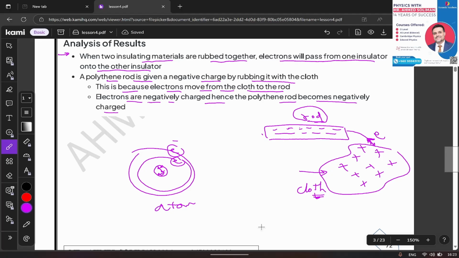Okay, and also is this 1, 2, 3, 4, 5, 6, 7, 8, 9, 10? It means it gains 9 electrons. So I will write 1, 2, 3, 4, 5, 6, 7, 8, 9. Now we have 9 positive because it lost 9 electrons. Do you understand? Ahmed, do you understand? Yeah. Okay.